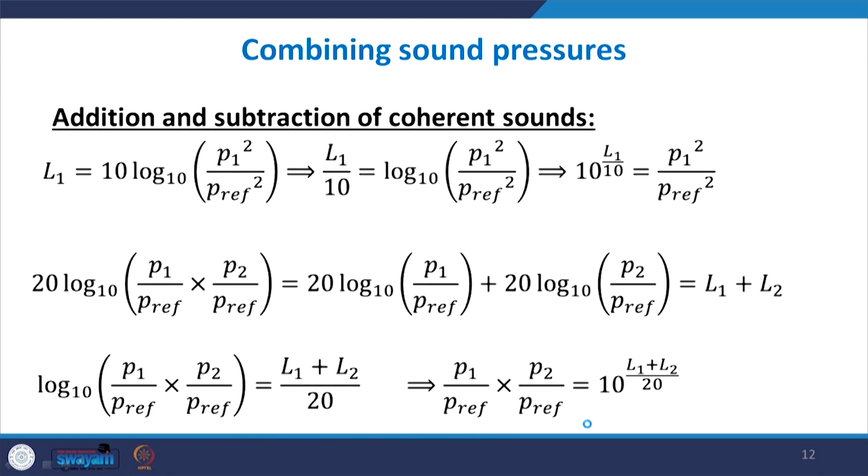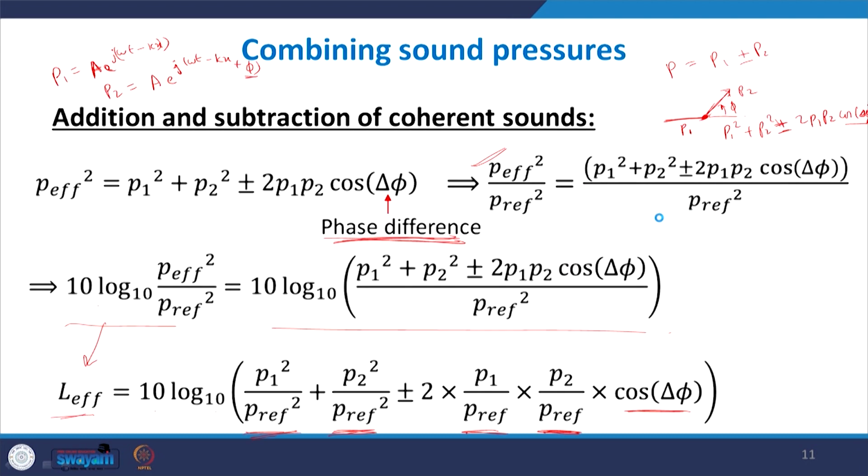Just like we did in the previous case, the L1 of the sound will be this. So L1 by 10 becomes this quantity. If you take 10 to the power on both ends, this comes out to be 10 to the power L1 by 10. Similarly, P2 square by P reference square will be 10 to the power L2 by 10. So we have found these values in terms of their levels.